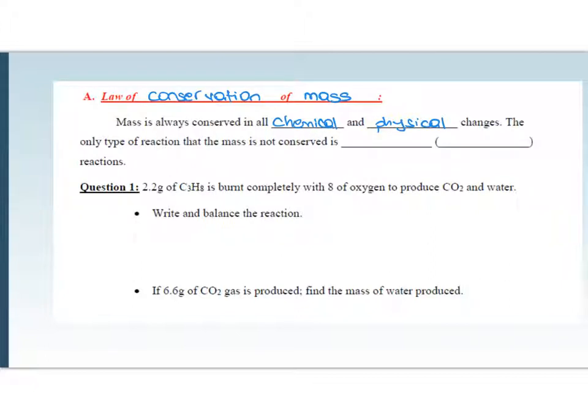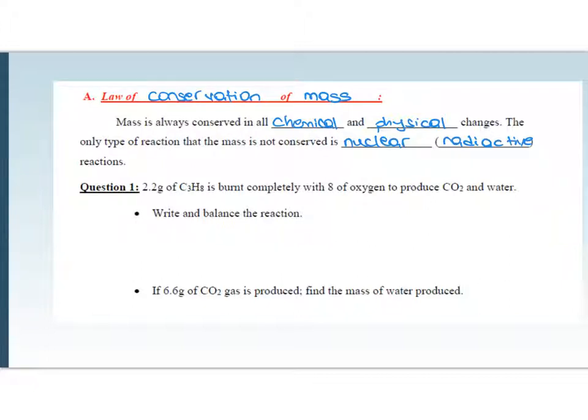All these changes are chemical and physical changes, and during these changes, if you have, for example, 40 grams of any substance, at the end you have again 40 grams of some another new or the same substance. So you have only one type of reaction where the mass is not conserved. They are nuclear reactions, which can be also called radioactive reactions, radioactive changes.